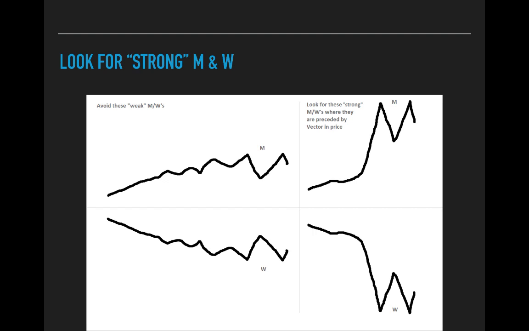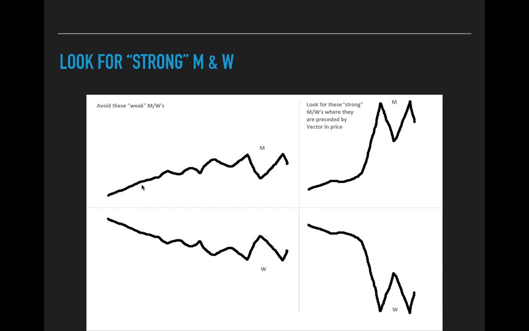Okay, look for M's and W's where you see price moving fast, strong candles moving up, and then the market makers taking that away and moving back down. So when you see that strong up and down motion, right, the trapping motion that the market makers do, that's usually a good indication of a reversal.